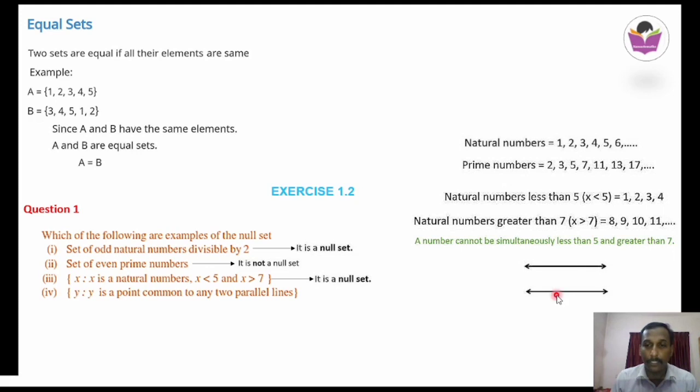Common point means these two lines should intersect somewhere, then only we will get a common point. That is called the point of intersection. Since these two are parallel, they are not going to meet anywhere. Even if you extend them, they go like this, which means there is no common point. Parallel lines do not intersect. Because of that, there is no common point. So as per this statement, there will be no element in the set. So it is a null set.